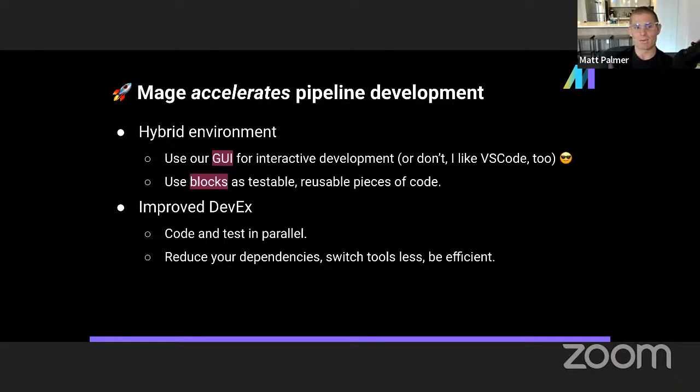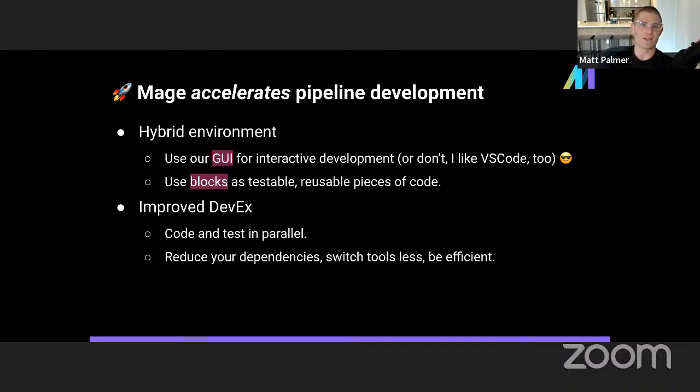So we have a hybrid environment. There's a GUI for interactive development, but the great part is that every file exists as code. So you can open up VS Code and edit simultaneously while you're developing your project, right? And then we have this idea of a block as a testable, reusable piece of code. And that creates this sort of atomic component that you can then reuse throughout your project, which is a fundamental software engineering best practice, right?